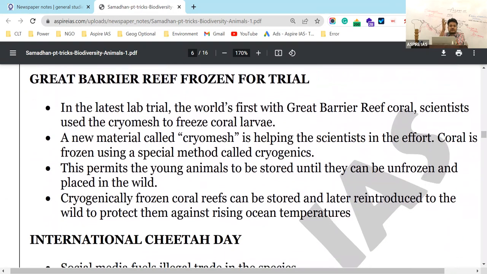Now, Great Barrier Reef frozen for trial. Great Barrier Reef is in Australia. It is the world's largest barrier reef. Recently, we provided the transplantation to revive the corals within Australia. So in the latest lab trial, the world first with Great Barrier Reef coral, scientists used the cryo mesh to freeze the coral larvae. Kal bhi humne term padha tha, cryo mesh. So cryo mesh is a new technology by which we are conserving the eggs and the larvae of those species which are a little bit endangered.